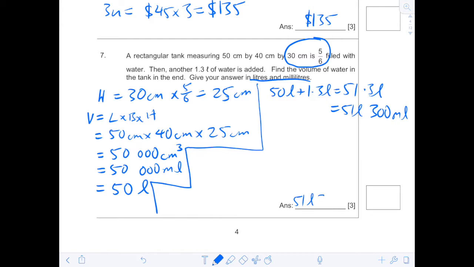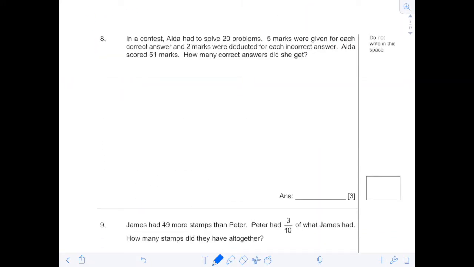1 liters, 300 ml. Okay. Alright, now moving on to question 8.